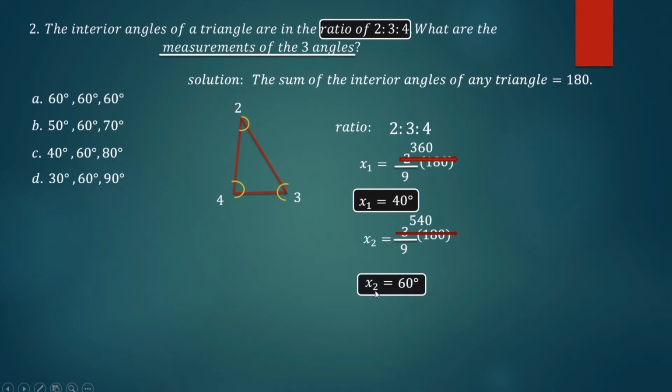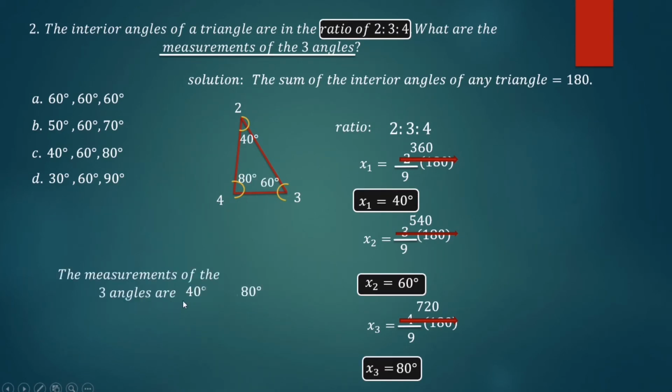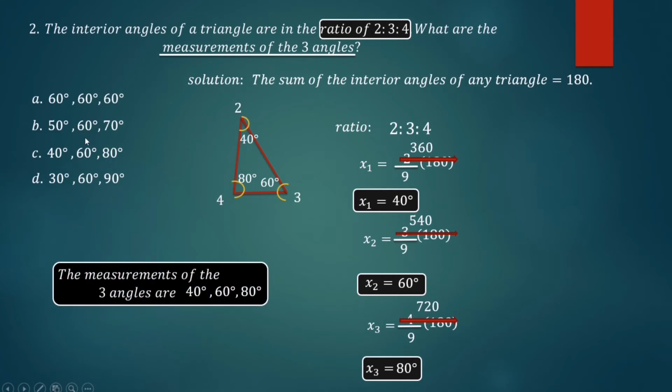Yan ang kanyang angle for this side. Then for the next, 4 divided by 9 multiplied by 180. That is 720 divided by 9, 80. So yan ang angle sa 4. That is, 3 corresponds to 60 and 4 corresponds to 80. The measurements of the three angles are 40 degrees, 60 degrees, and 80 degrees.